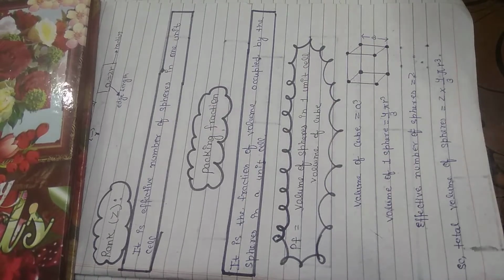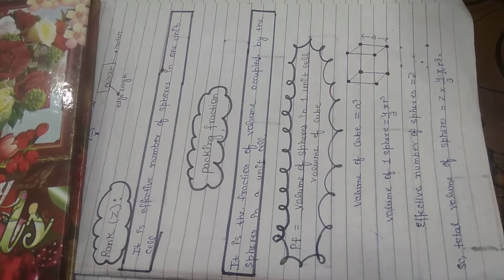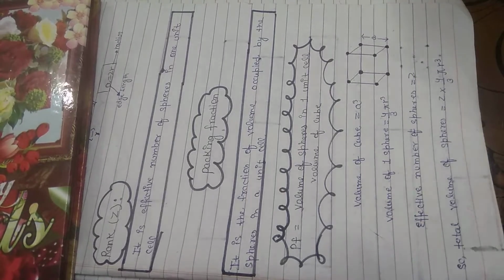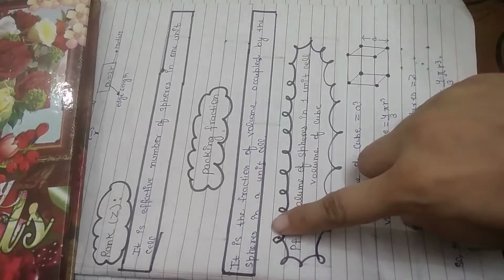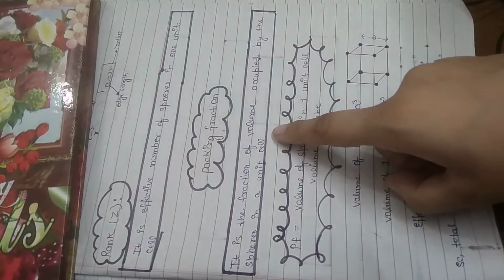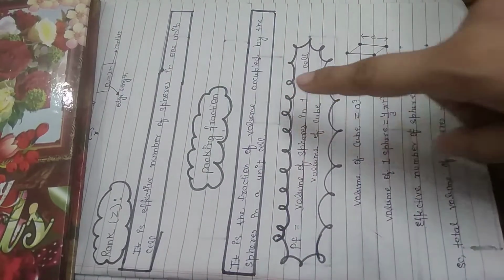In the previous lectures we learned about the rank Z. It is the effective number of spheres in one unit cell. The packing fraction definition we will learn in this lecture. It is the fraction of volume occupied by the spheres in one unit cell. That is the definition of packing fraction.